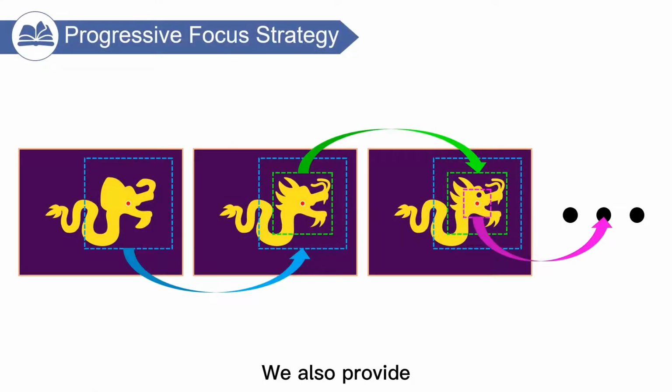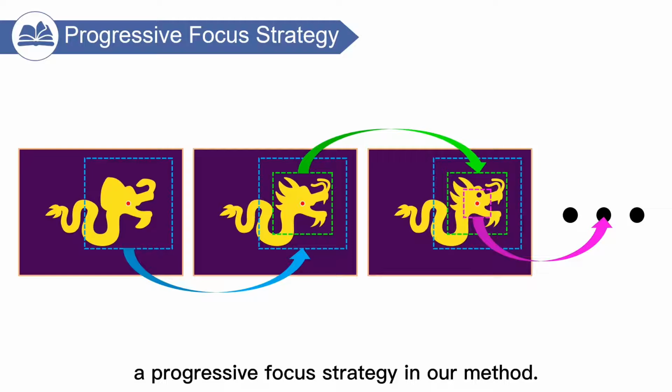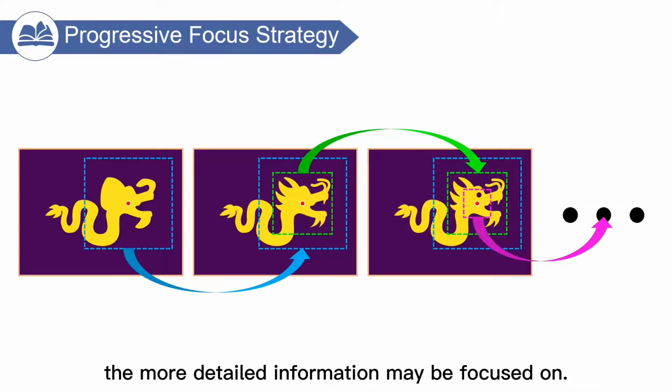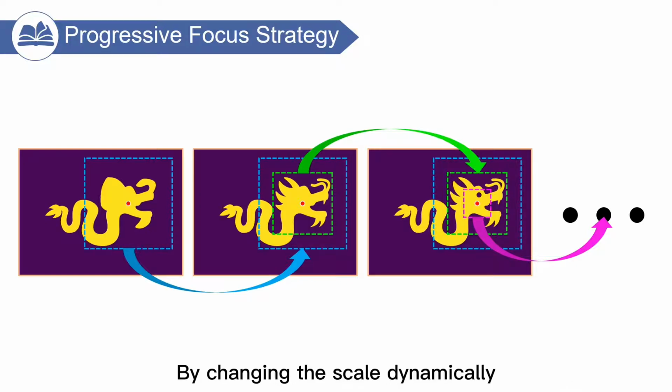We also provide a progressive focus strategy in our method. The smaller the focus scope is, the more detailed information may be focused on. By changing the scale dynamically according to the variation of the previous and current patch predictions, we gradually focus on areas that need to be repaired more.